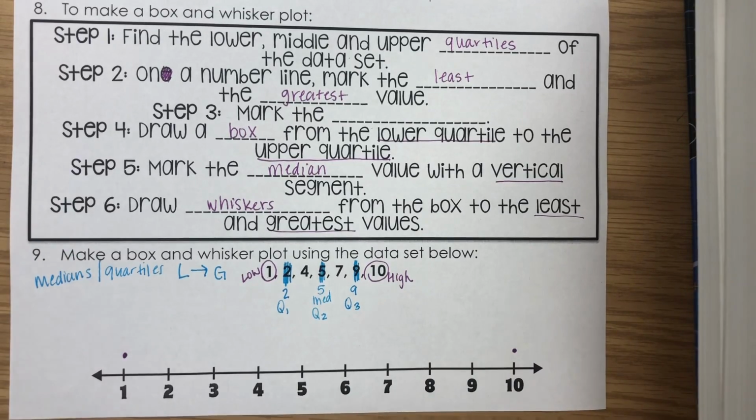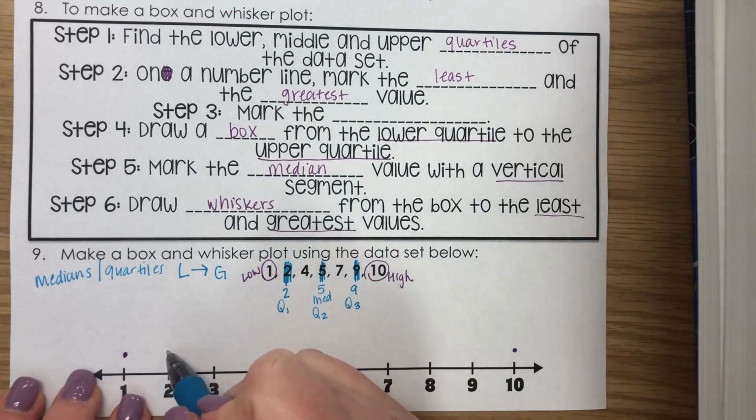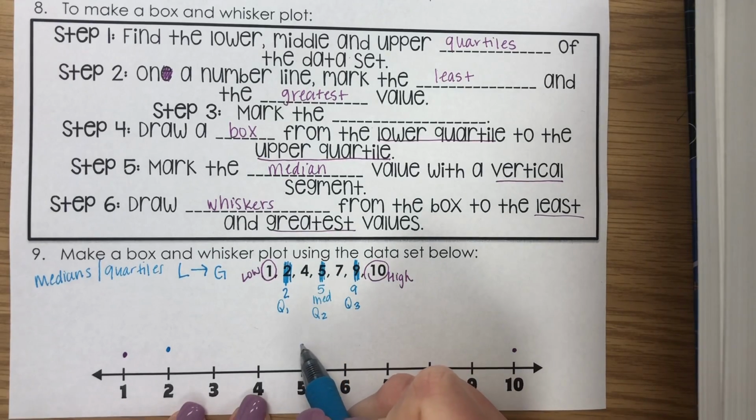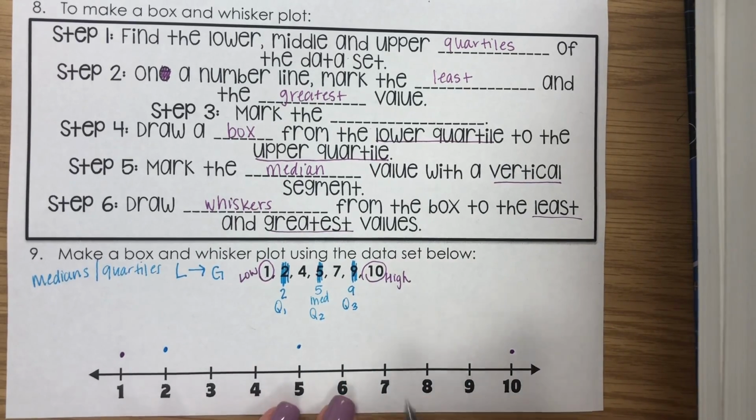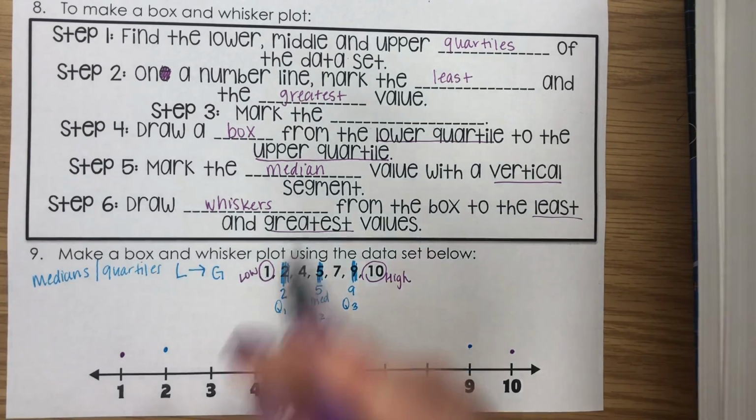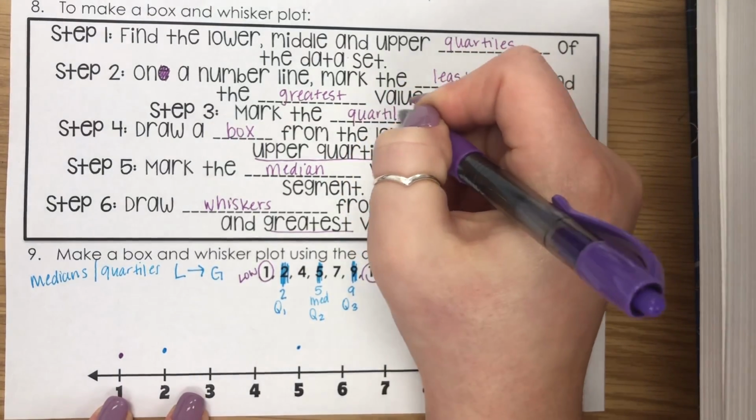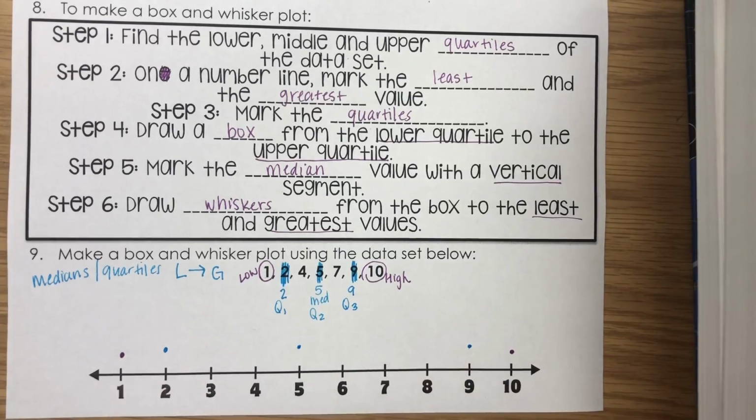And now for our quartiles, we have to put a dot at 2, a dot at 5, and a dot at 9. Okay? So we mark the least and greatest value. Oh, we skipped step 3 up here. We have to mark the quartiles. Sorry, guys. Okay, we did that. We marked our quartiles.